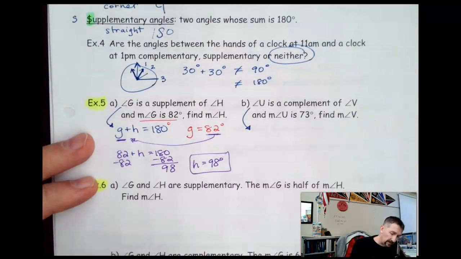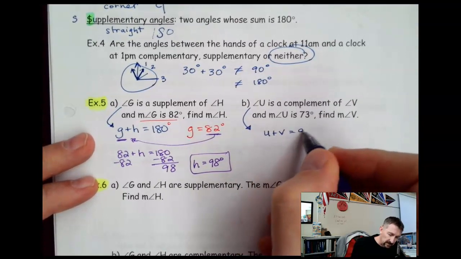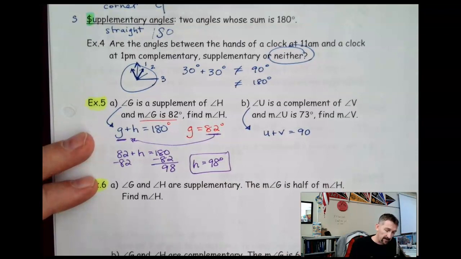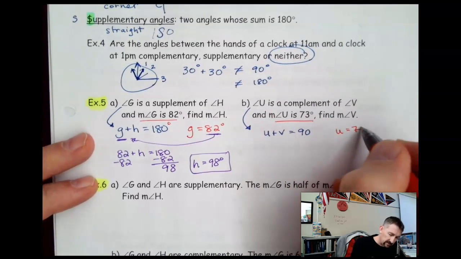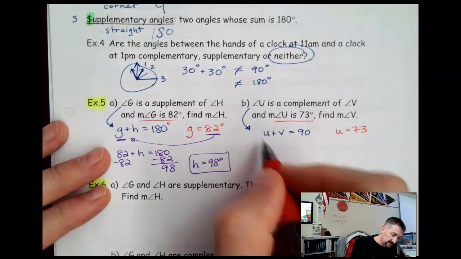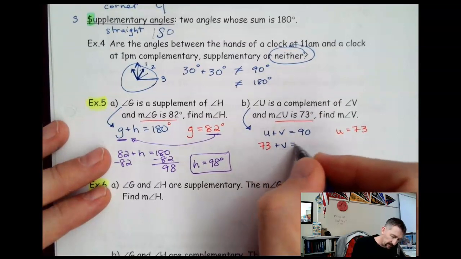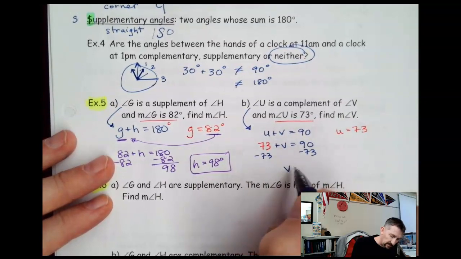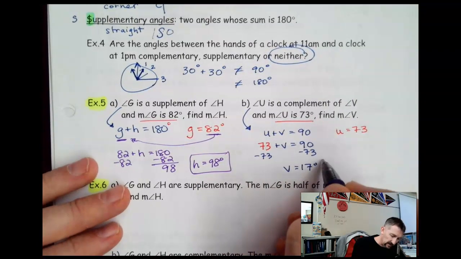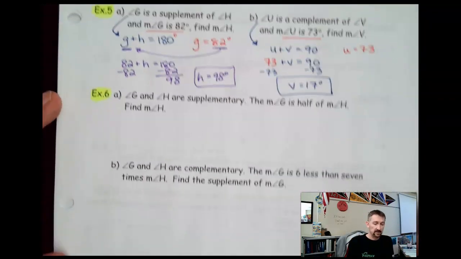U is a complement of V. So U plus V equals 90. And U is 73, so we can replace the U with the 73 and subtract 73 from both sides, and V will be 17 degrees. Okay, so now it's going to get a little bit harder.